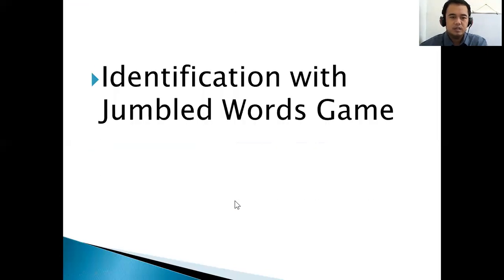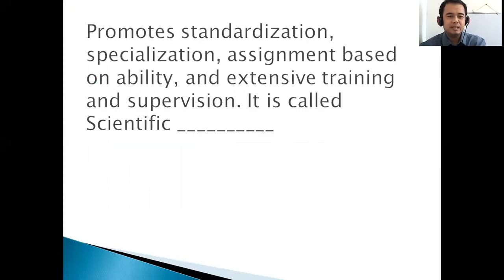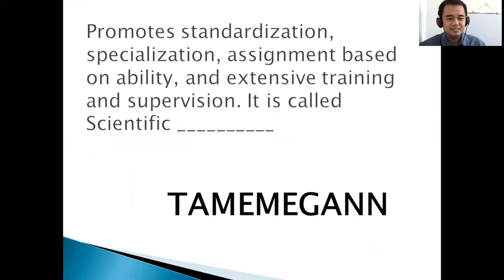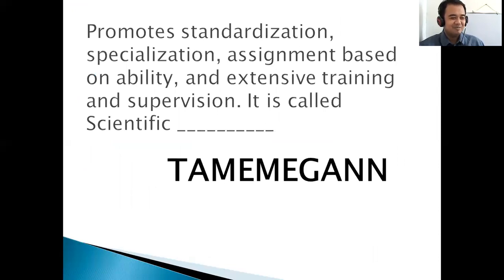Now, identification with a jumbled words game. Let's see if you can remember. Promotes standardization, specialization, assignment based on ability, and extensive training and supervision. It is called scientific, with jumbled words, and starts with the letter M. You know the answer already.